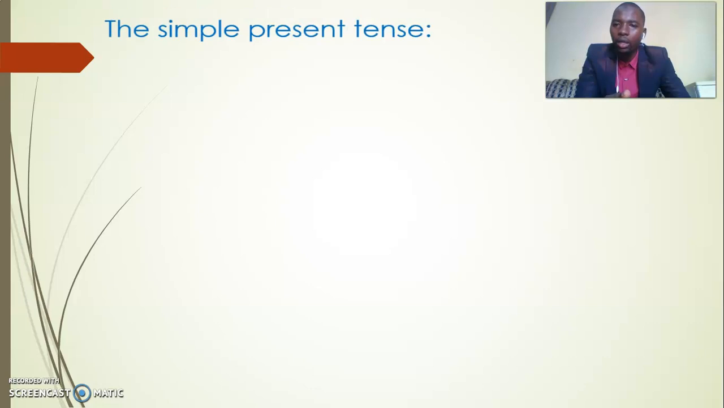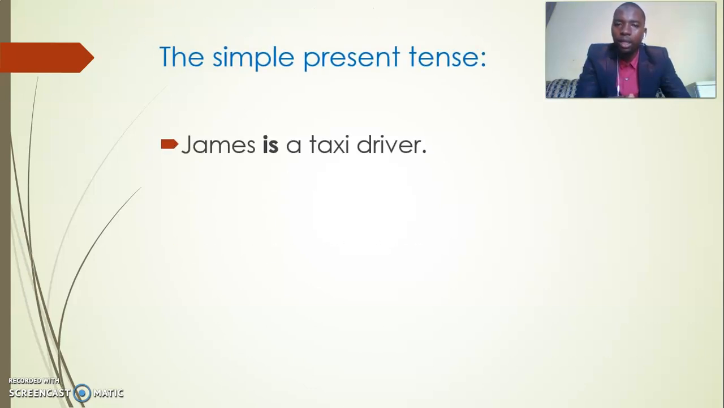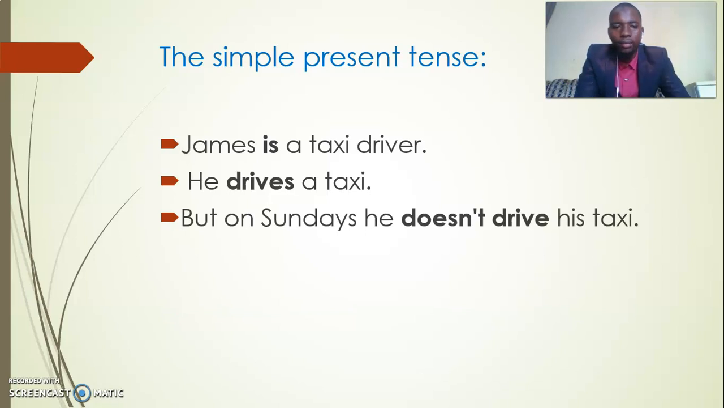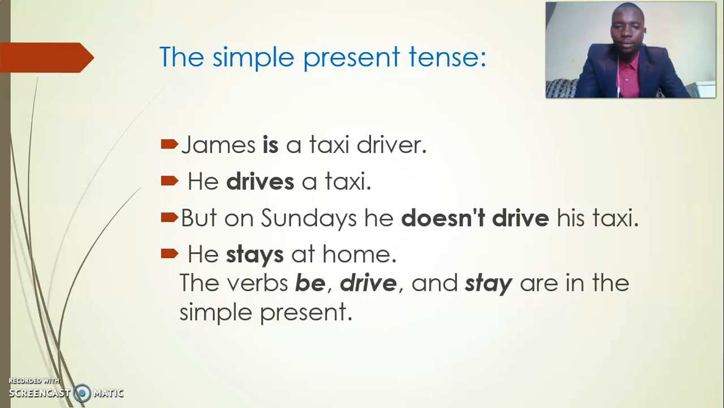Now here are some examples that we're going to provide right now. 1. James is a taxi driver. He drives his taxi. But on Sundays, he doesn't drive his taxi. He stays at home. Now, look here. The verbs be, drive, and stay are in the simple present tense.